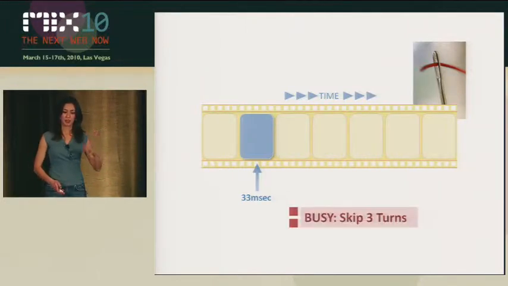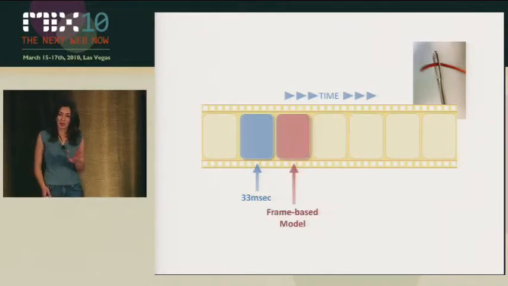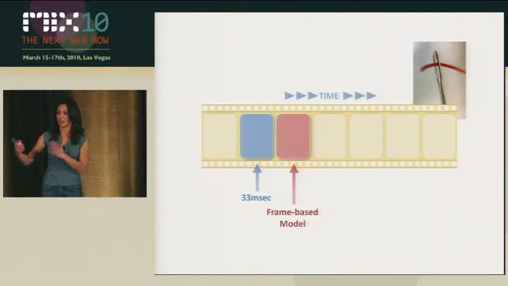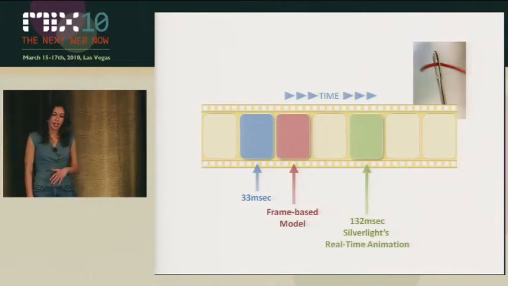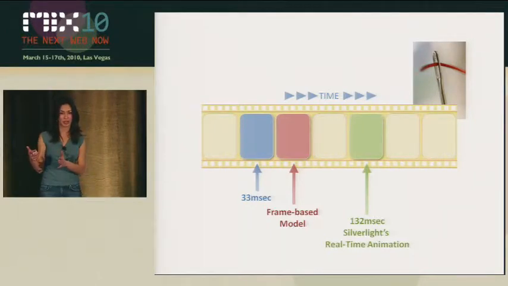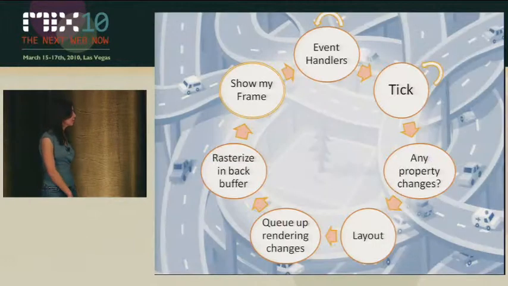If available, the UI thread will actually show and draw the next frame. If it's not, let's say it's handling input, and for some reason you have to skip 3 of your frames, in a frame-based model, we would return at the next frame. But Silverlight is a real-time-based system, which has its advantages for interacting with media. And so we return to where it should be at that point in time. 132 milliseconds. At 132 milliseconds, you should see that scenario at that point in time.